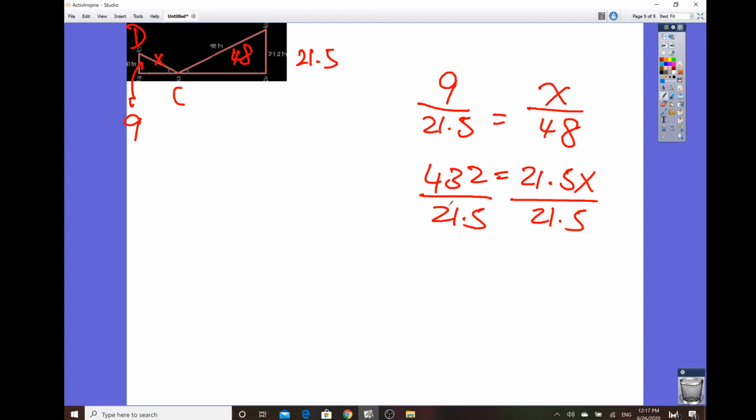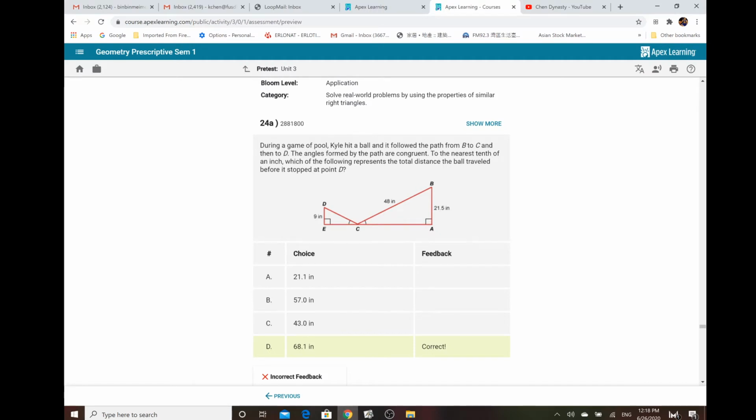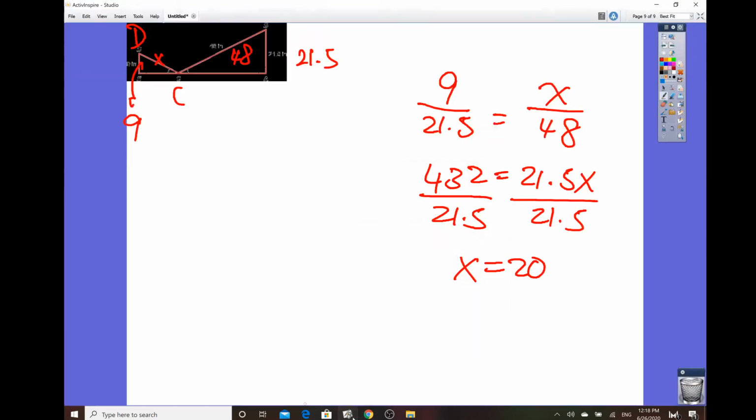So here's what we got for segment CD. So for x, we do have about 20. It just rounded up. But according to the instruction, you want to round it to the nearest 10th, so that means it's considered 1 decimal place. So this one will be considered 20.1. Again, you have to round it to the nearest tenth.